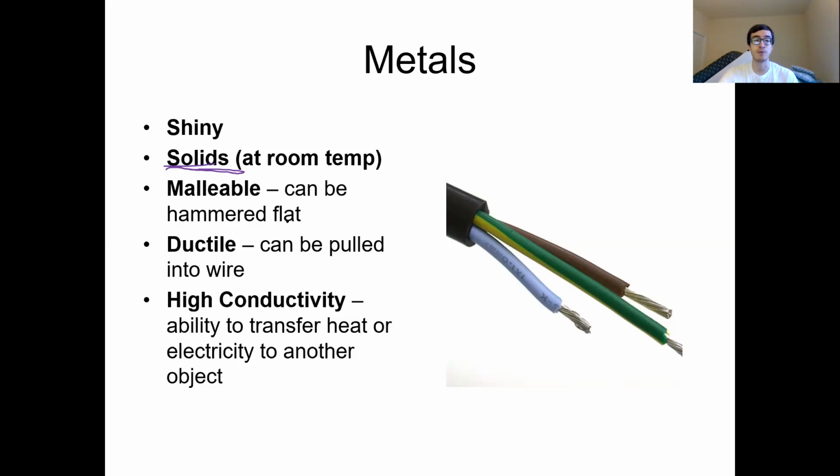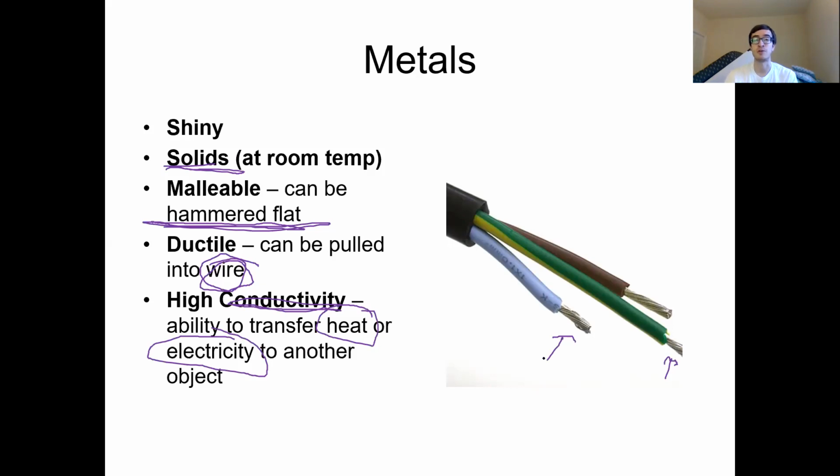They tend to be malleable, meaning that you can hammer them flat. They're a little bit squishy, so you can squish them down into a flat sheet like aluminum foil. They are ductile, which means that we can stretch them and twist them and make them into a wire. Like copper, or like these wires right here, are because metals are ductile. And they are extremely conductive, meaning that they transfer heat and electricity to other objects very, very, very well.